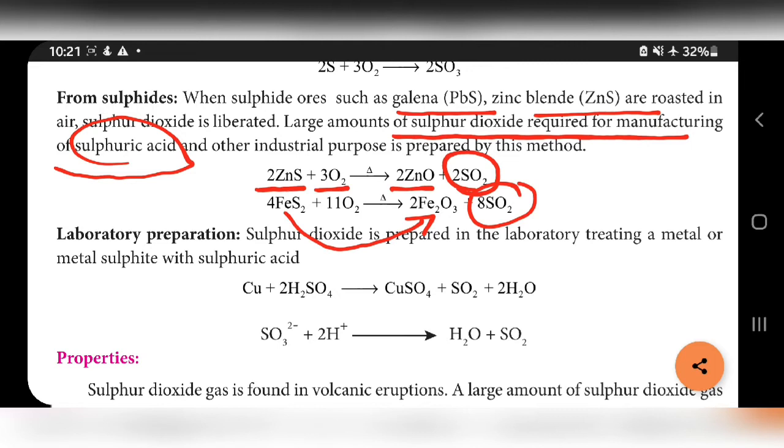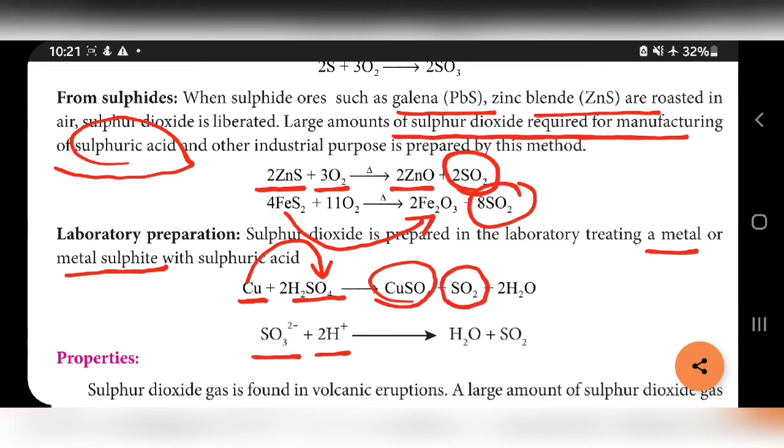Third one, laboratory preparation. Sulfur dioxide is prepared in the laboratory by treating a metal or metal sulfite with sulfuric acid. Here, metal is treated with sulfuric acid. In another reaction, sulfite is treated with sulfuric acid. So here copper takes the sulfate, that means copper sulfate is obtained. The other molecule of sulfate is converted into sulfur dioxide, and two water molecules are also obtained.